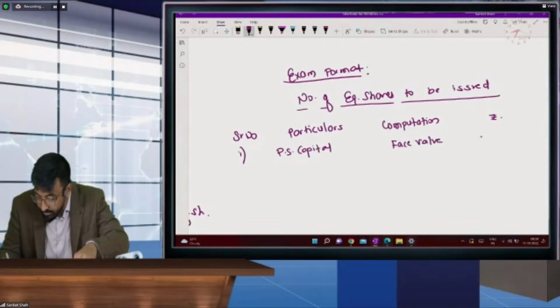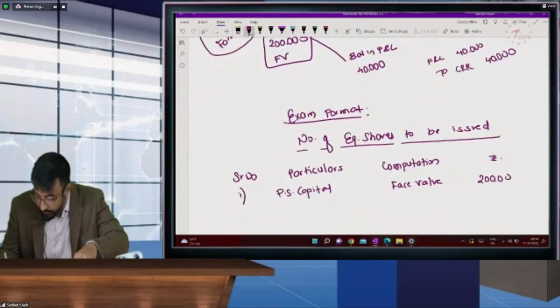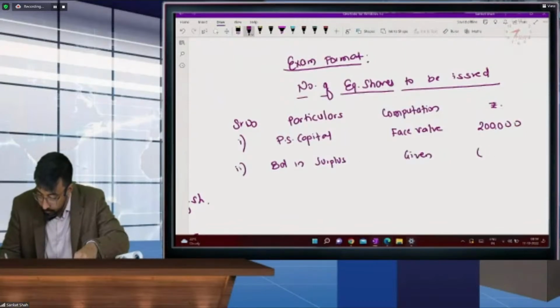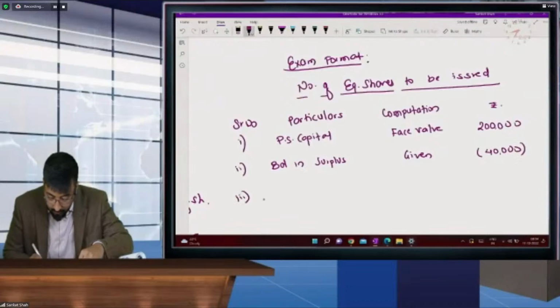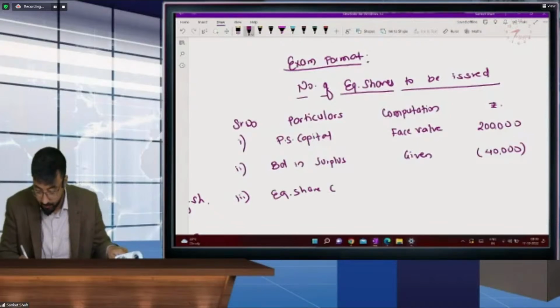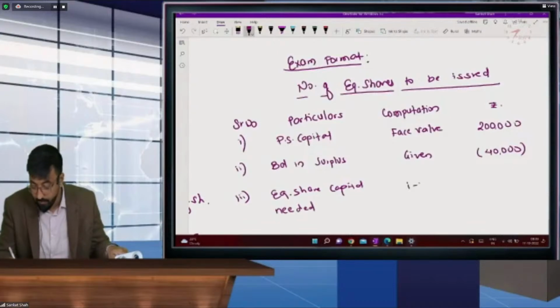In computation, you can write face value 2 lakhs. Roman 2, balance in surplus, given 40,000. Roman 3, equity share capital needed, 1 minus 2, 1,60,000.